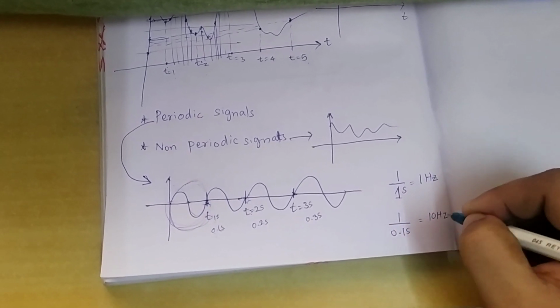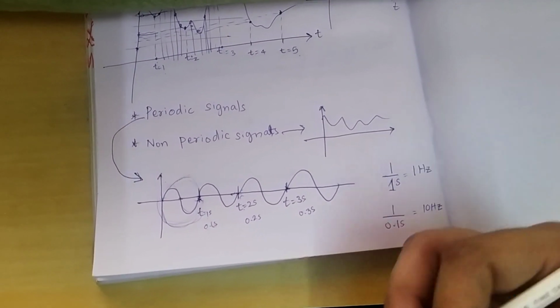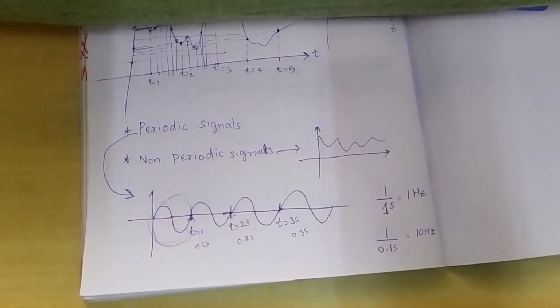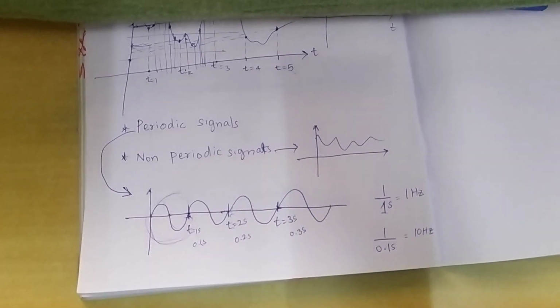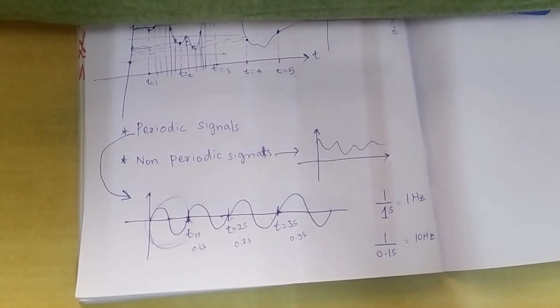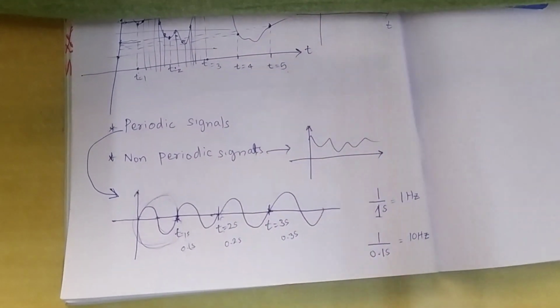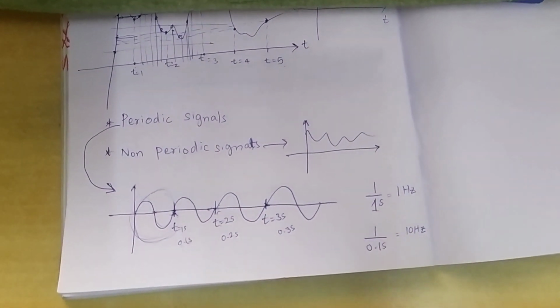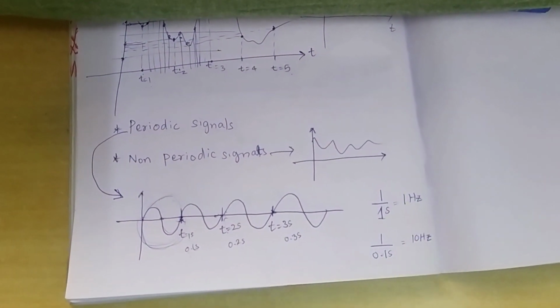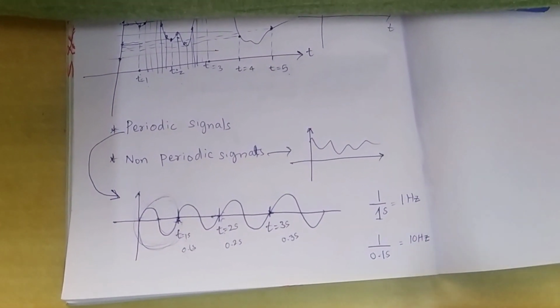So whatever radio signal we see, whatever FM radio we are getting, they're all in megahertz. And whatever we are using in 5G, that is all in the 5 gigahertz band. So that is the range of frequency that we see in day-to-day life. So whatever I've drawn here is 1 hertz, 10 hertz, like that.